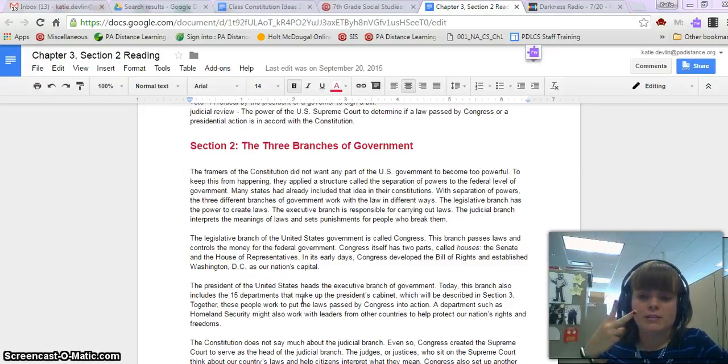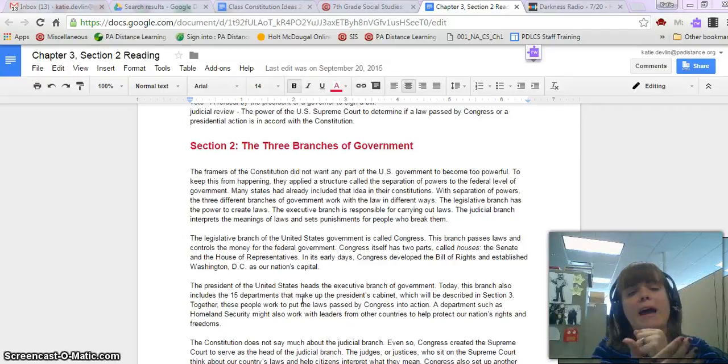Congress has two parts. They're both called houses. One is the Senate, and the other is the House of Representatives. In early days, Congress developed the Bill of Rights and established Washington, D.C. as our capital. Now, the President of the United States is the head of the executive branch, but he is not the only person. It's not just him chilling in the executive branch. We've got many other people too.